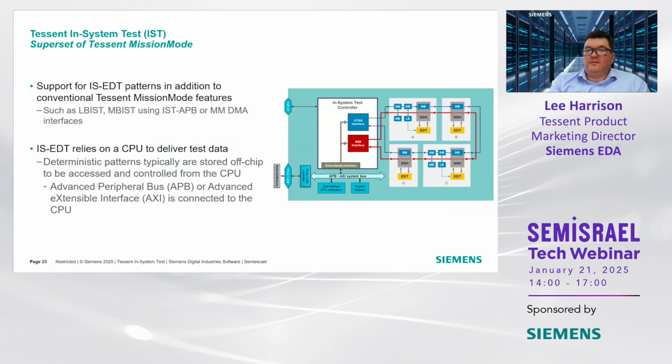So in terms of what I said as in-system test being the superset of mission mode, it still supports all of the functionality supporting logic BIST, memory BIST, and the various other features. But now with the support for full deterministic test patterns, we have this capability of being able to stream the patterns over the AXI bus, and then within the in-system test controller, there's the various buffering required to be able to cope with the delivery of that test pattern content.